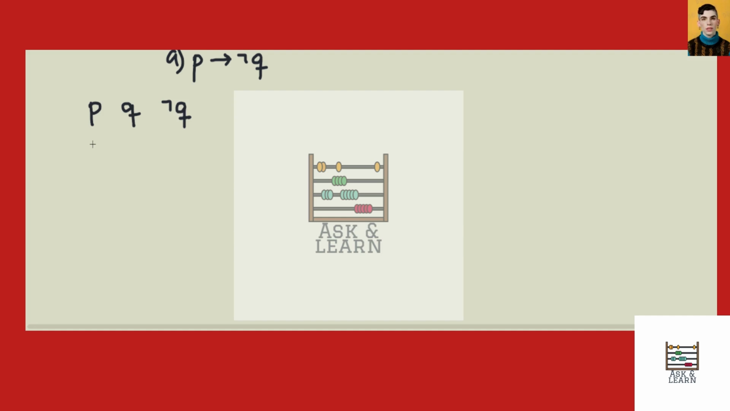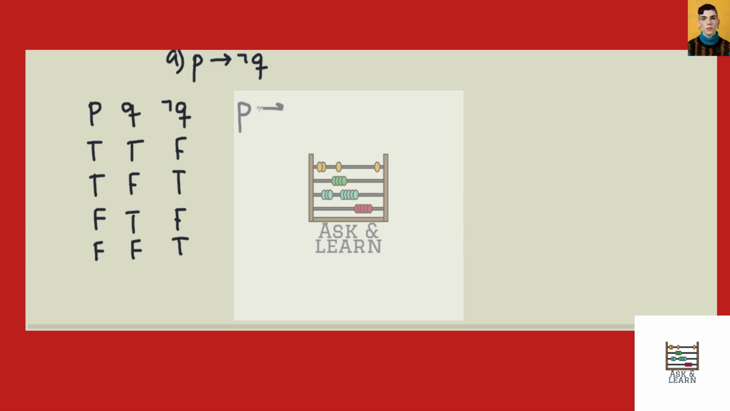So we'll write down the different truth values: true, true, false, false, true, false, true, false. Now we know that the negation of Q is the opposite of Q. So if it's true for Q, it'll be false for the negation. And then if it's false, it'll be true. False, true. Now we're going to write down the compound proposition that's given to us.